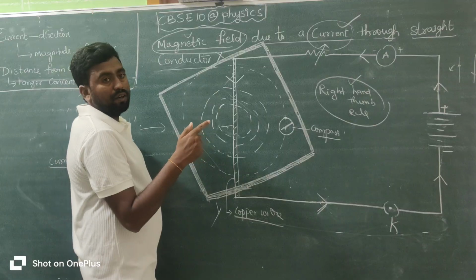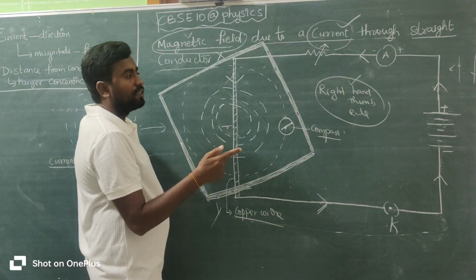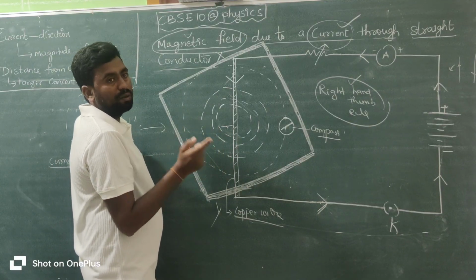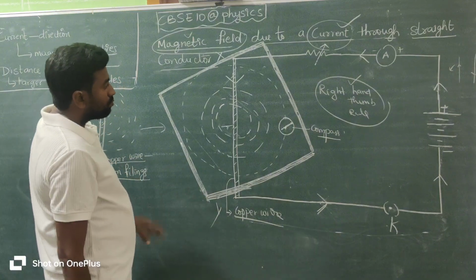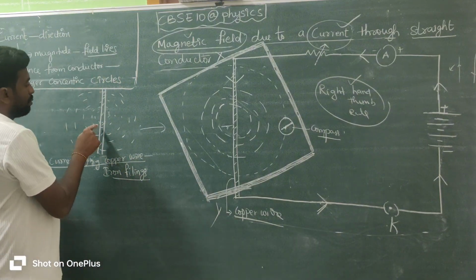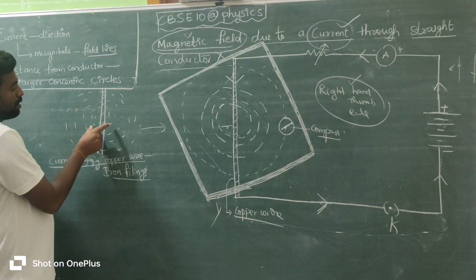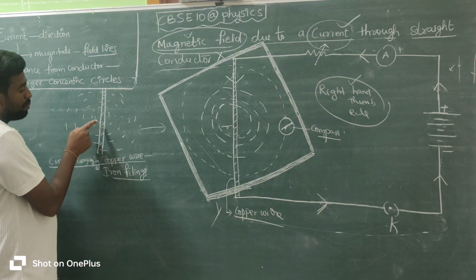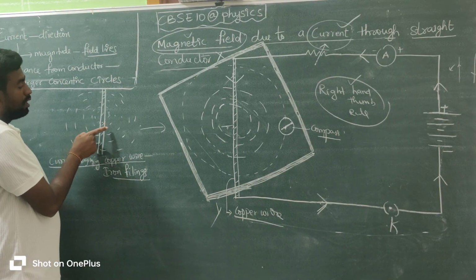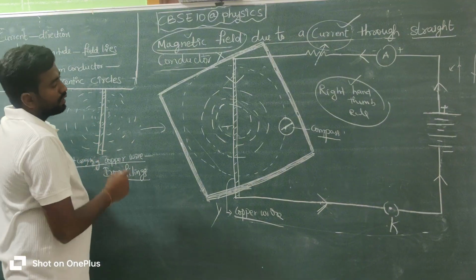So if you change the direction of current, the direction of magnetic field also changes. This is the first important observation. Second point, suppose let us take copper wire. If you pour iron filings around this copper wire, you will observe the pattern of concentric circles.